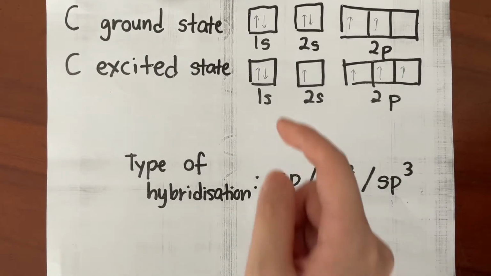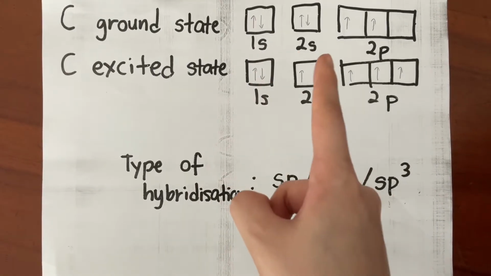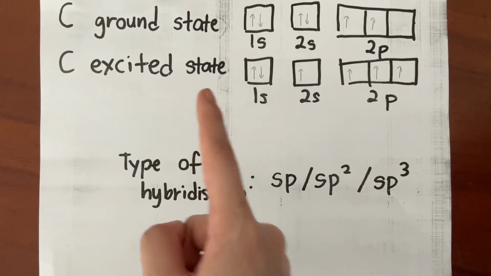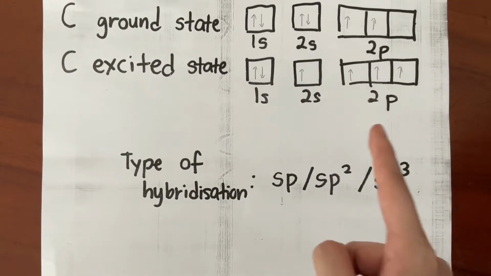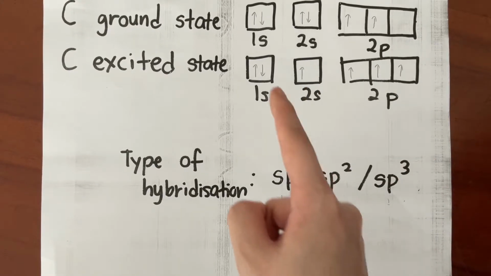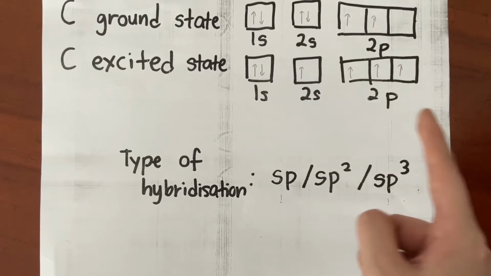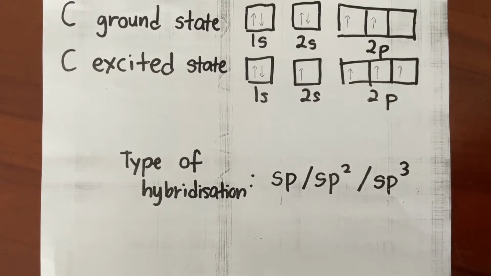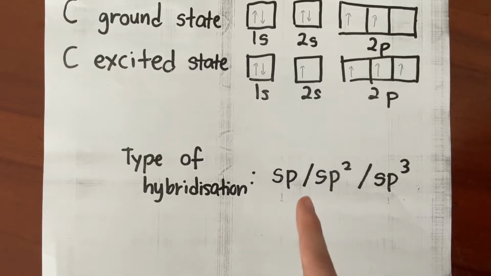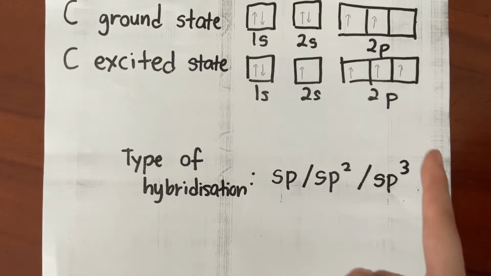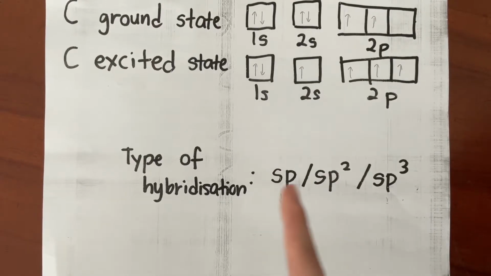Carbon has 6 electrons, so its electronic configuration is 1s2, 2s2 and 2p2. However, in its excited state, the electrons have to prepare for bonding, so its electronic configuration becomes 1s2, 2s1 and 2p3, because the electron from 2s2 moves to 2p and so it becomes half filled. So there are 3 types of hybridization: sp, sp2, and sp3. What determines if it's sp, sp2, or sp3 is the number of bonds.